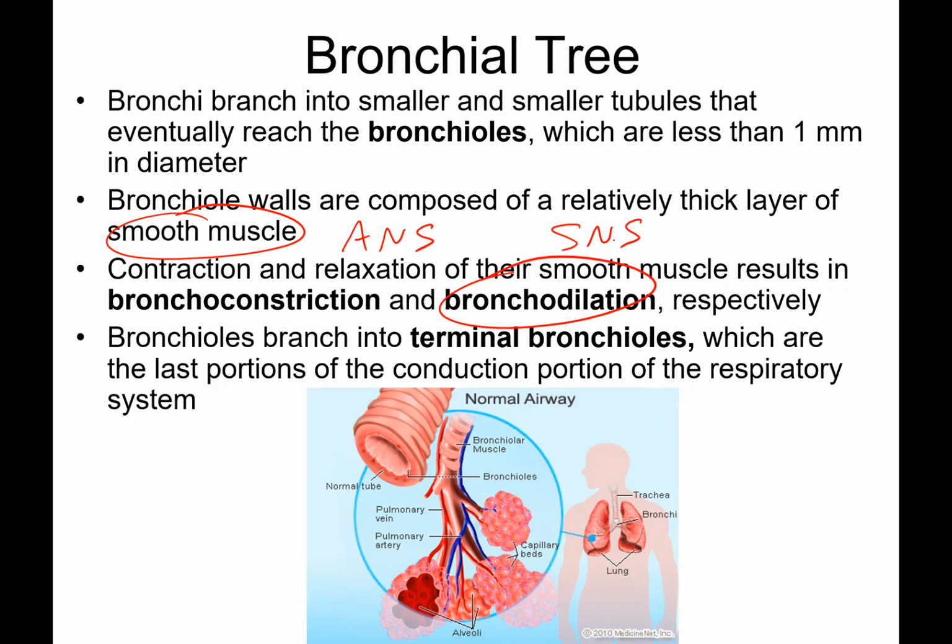Bronchial constriction is going to be more of a parasympathetic response. So when you're in rest and digest mode, there's no reason for things to be all dilated and lots of blood. So things are more relaxed and chill, so you have more bronchoconstriction.